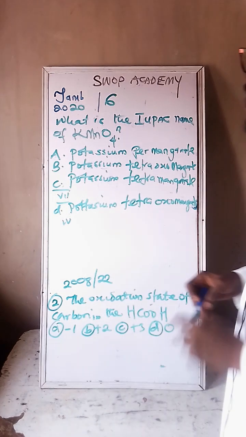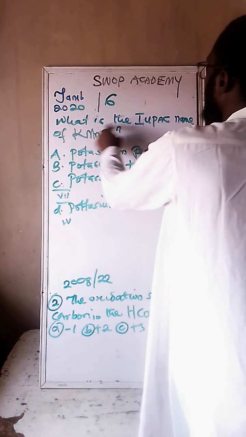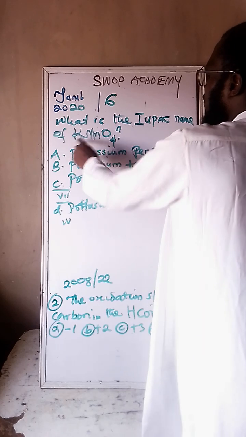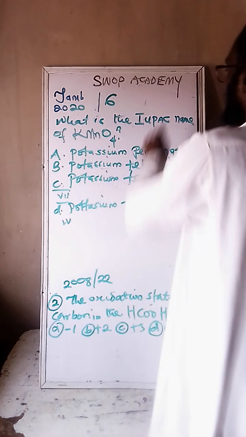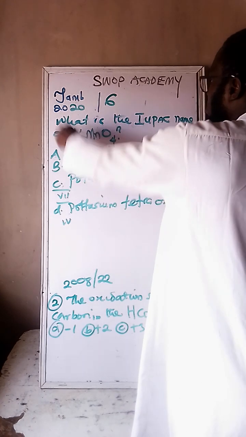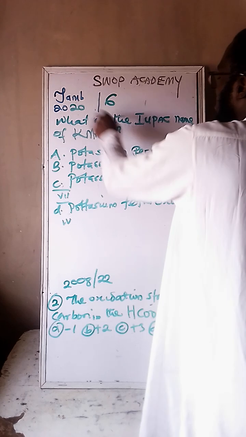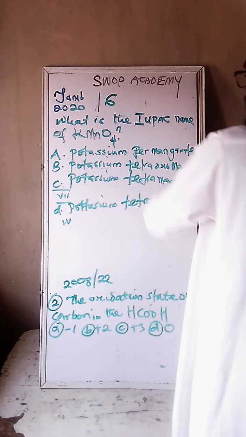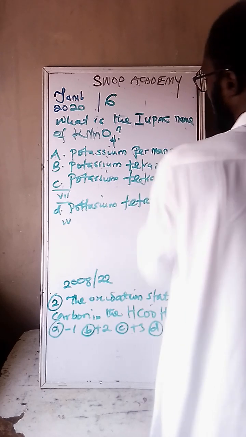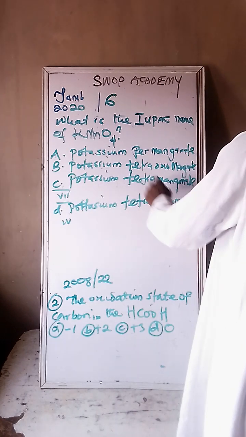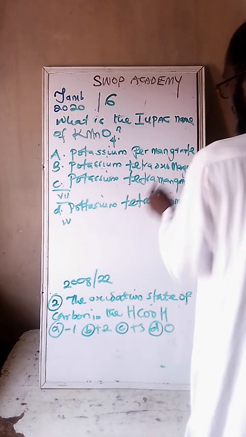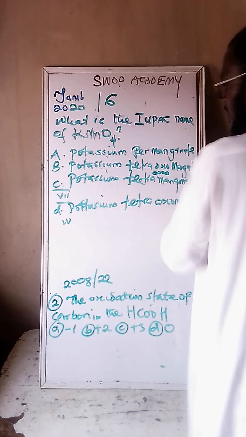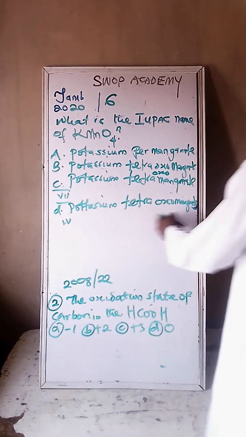Are we together? Now, what is the IUPAC name of KMnO4? When I say IUPAC name, what do they call it in pure and applied chemistry? Is it potassium permanganate? Is it potassium tetraoxomanganate? Sorry, tetraoxomanganate 7. Is it potassium tetraoxomanganate what?